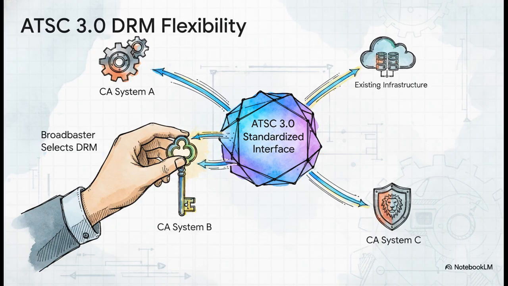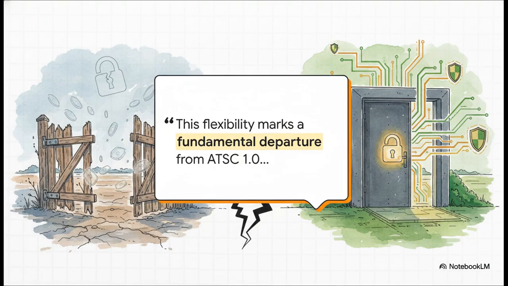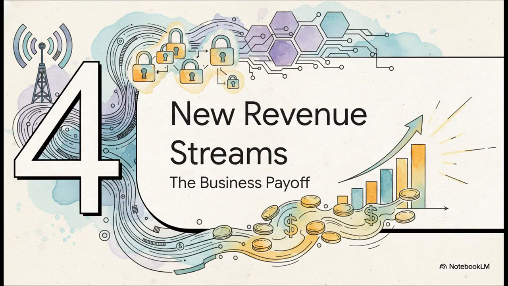It's all about choice. And this quote from the Virtualization Options LLC report just nails it. It says, "This flexibility marks a fundamental departure from ATSC 1.0." And that's exactly what it is. It's not just a small upgrade. It's a complete shift away from that old open door policy to a new world that's secure, flexible, and totally controlled by the broadcaster.